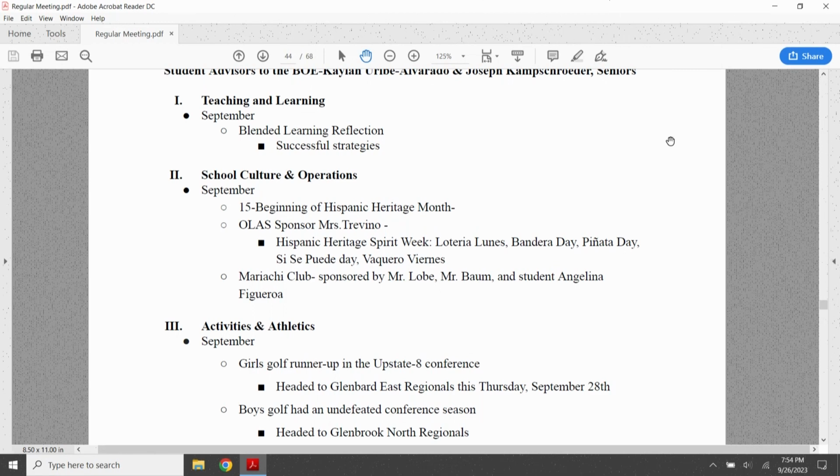And then for September, for school and culture and operations, on September 15th, we began Hispanic Heritage Month with OLAS, sponsored by Ms. Trevino and Mr. Venegas. Hispanic Heritage Week, Spirit Week, we had Loteria Lunes, Bandera Day, which was bring your jersey, where you represent the part of Latin America where you feel is home to you, and you can represent that with a flag or with a jersey of a team.